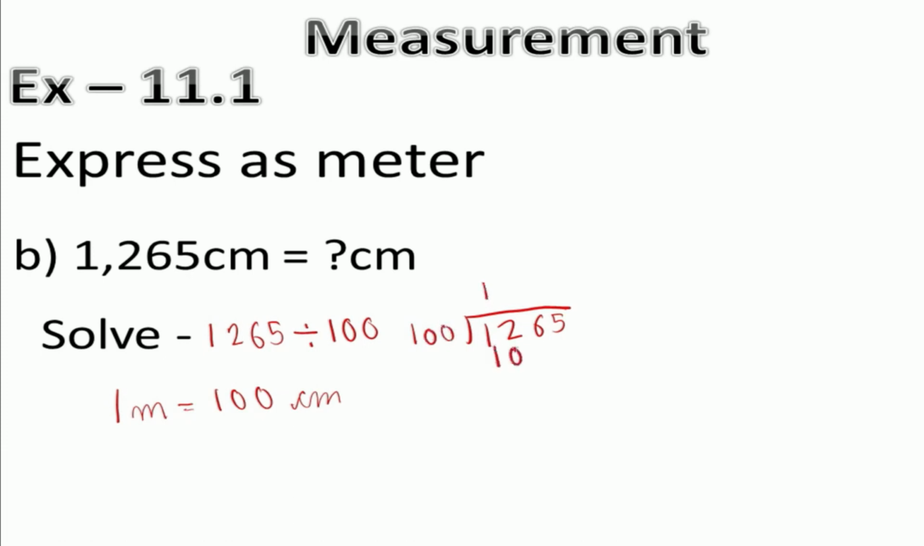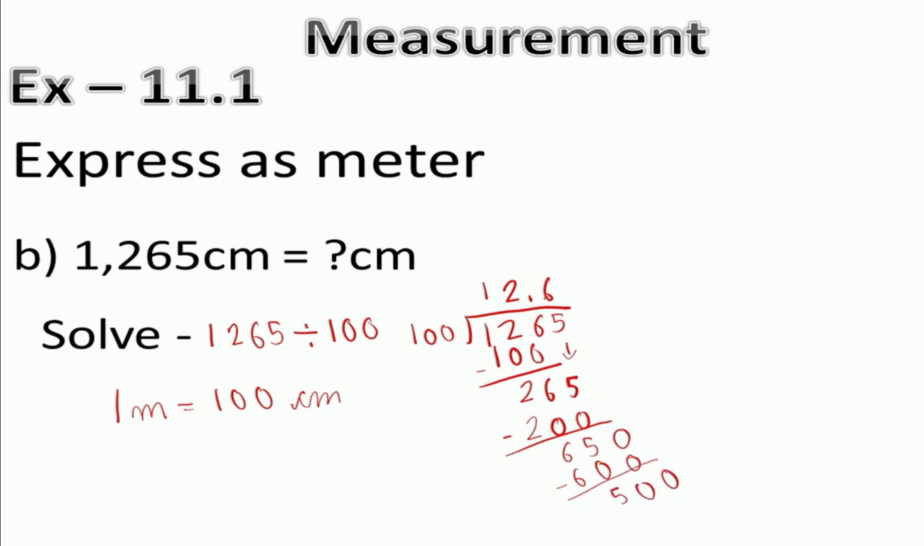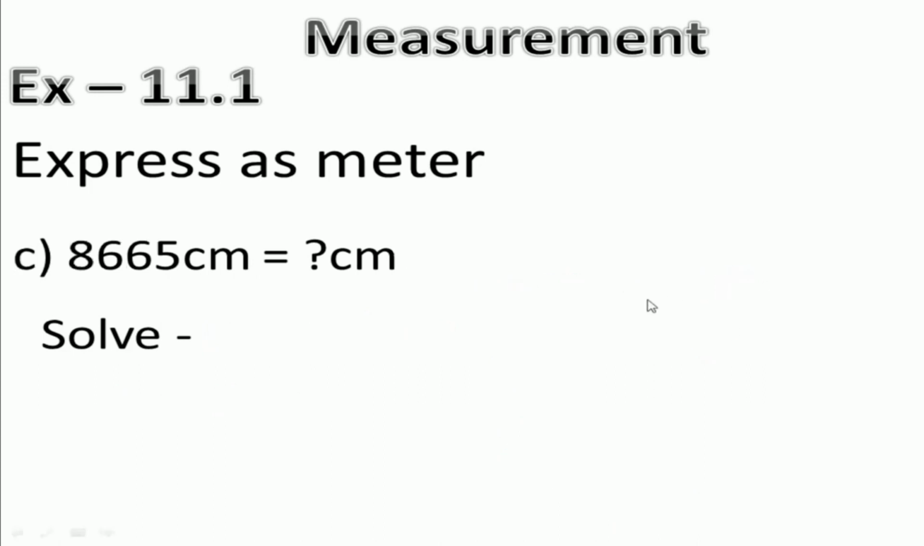100 into 1, 100. Subtract, we get 26. 5 comes down. 100 into 2 is 200. We subtract, we get 65. We add a decimal, we add a 0, we do 6, 600. We subtract, we get 50. We add a 0. Then 5 equals 500. Subtract and we get 0. So our answer is 12.65 meters.